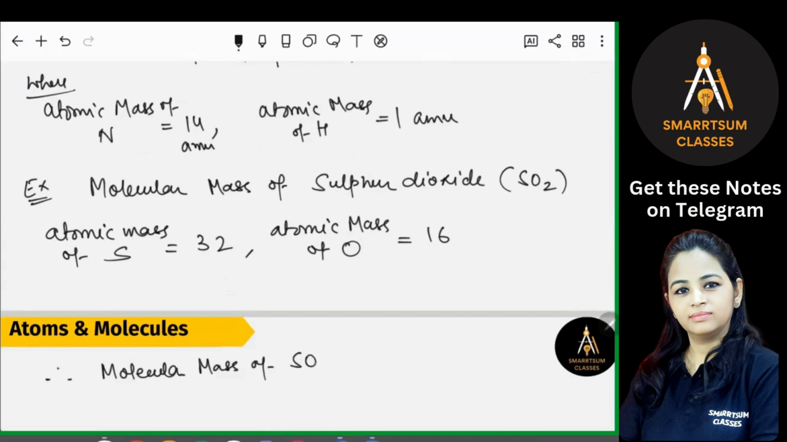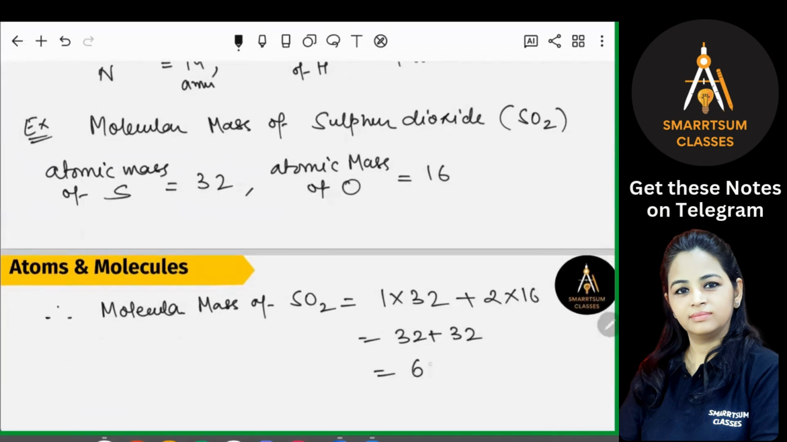of SO2 will be equal to 1 into 32 because there is one sulfur atom, plus 2 into 16 because there are two oxygen atoms. That's why we have multiplied with 2. Is that clear? Now we can solve this. So 32 plus 32, that is 64 AMU. So the molecular mass of sulfur dioxide is 64 AMU. In this way, we can find out the molecular mass of any molecule of any compound. Is that clear? Yes or no?